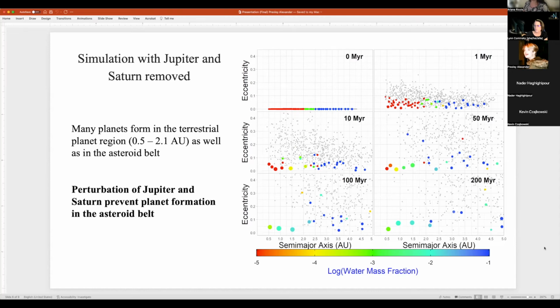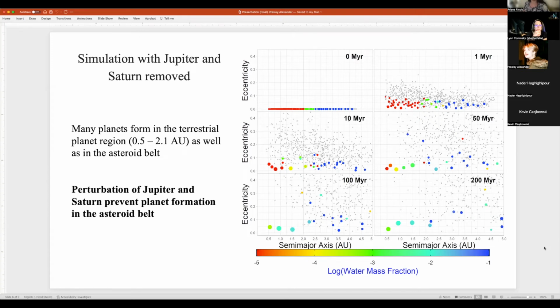Here is Jupiter and Saturn completely removed, which is really interesting to me. There will be absolutely no influence from either planet at all. And as a result, a lot of planets have formed, as shown here. If the solar system did not have Jupiter and Saturn, there would be no uniform asteroid belt, and the inner solar system would have had many, many more planets.